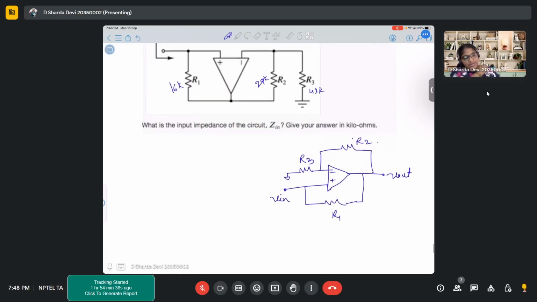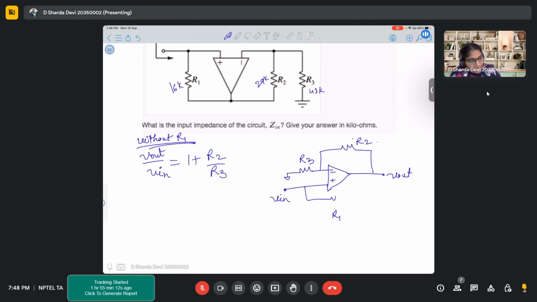If there was no R1 present, let's say these two connections are not present, then your op-amp appears as a non-inverting amplifier, right? So if you write it without R1, your Vout by Vn is 1 plus R2 upon R3, correct?